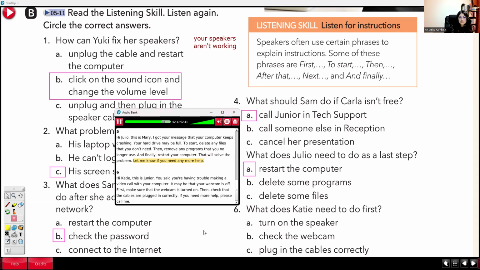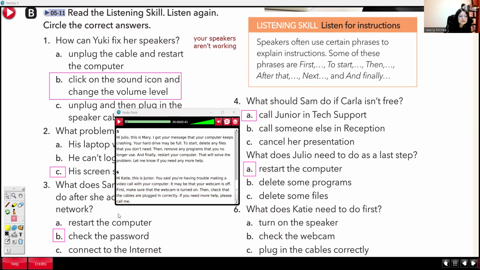6. Hi, Katie. This is Junior. You said you're having trouble making a video call with your computer. It may be that your webcam is off. First, make sure that the webcam is turned on, then check that the cables are plugged in correctly. If you need more help, please call me.